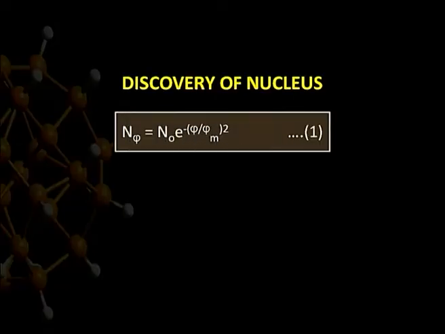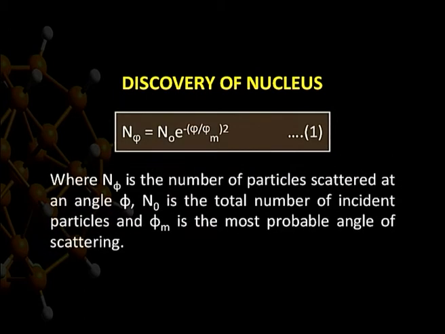Rutherford in 1911 performed experiments on the scattering of alpha particles by thin metal foils of gold, aluminium, etc. By calculating the magnitude of scattering of alpha particles as a function of the atomic charge, it was found that n_φ is equal to n_0 e to the power minus (φ/φ_m) whole squared, where n_φ is the number of particles scattered at an angle φ, n_0 is the total number of incident particles, and φ_m is the most probable angle of scattering.